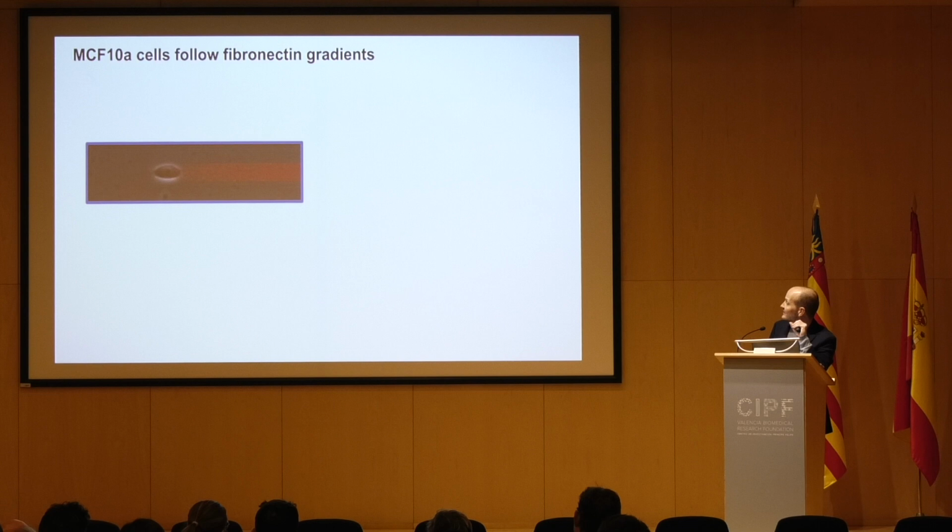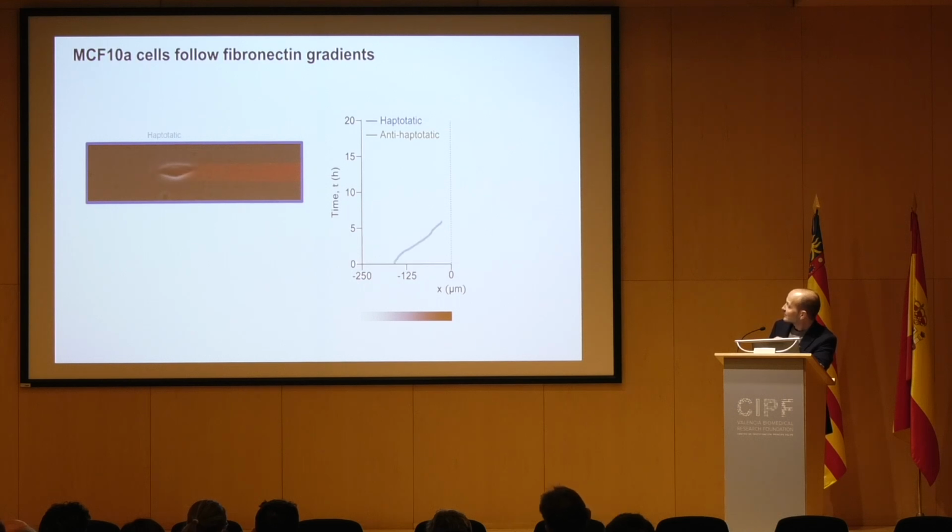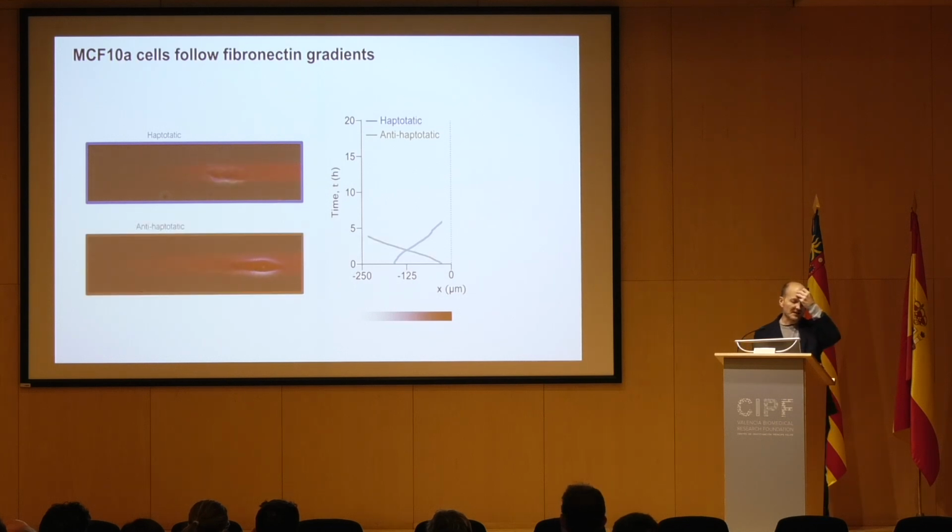You can plot these trajectories in the following way. This is x, so 0 means here, minus 250 microns means here, and this is time, so this trajectory moves upwards, right? Okay. Some of Isabella's experiments were actually more interesting because we had cells that are actually moving away from the gradient.